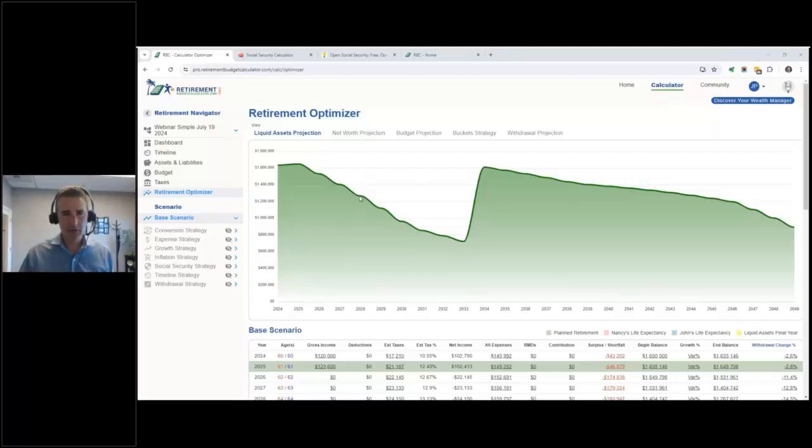Does the calculator have an optimizer to compute what percentage of an IRA to convert to Roth, or is it up to us to decide that percentage?